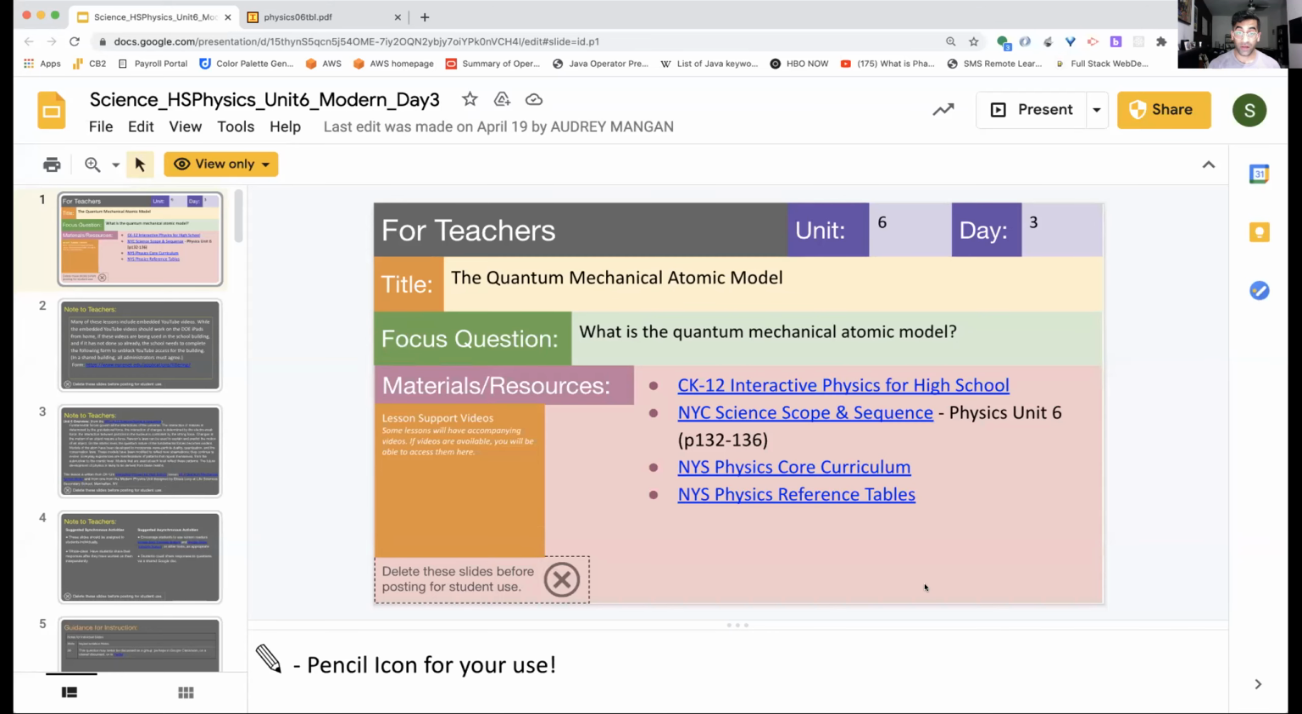Specifically, I want to talk today about the quantum mechanical atomic model. This is a model that replaced the Bohr model of the atom as the most accurate description of an atom. All right. But before we get into that, we need to review the Bohr atom itself.